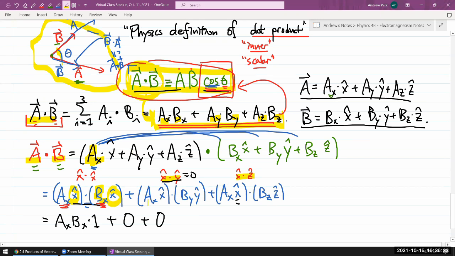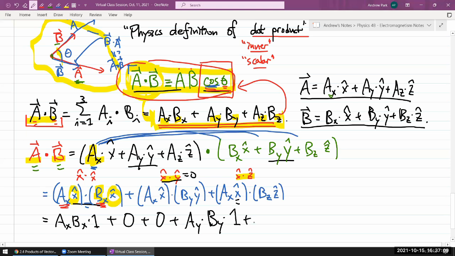So for the rest, I don't really have to write out 3 more terms and then 3 more terms. Let me just do the one term that I know won't go to 0. So with the y hat, it's going to be ay times, and the only thing it can dot product to and not go to 0 is by y hat. So it's going to be ay times by times the dot product of two y hats, which will give you 1 because it's a unit vector. And done with the first y hat.